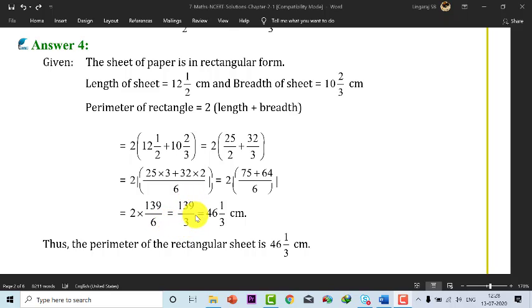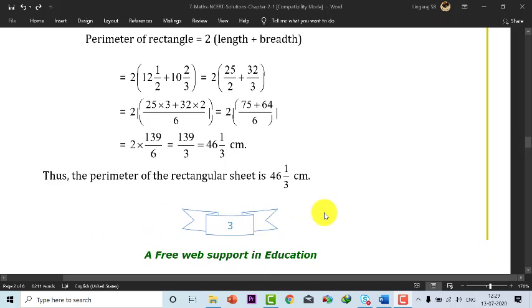Divide this 139 by 3. So 3 4s are 12, in this 1 remains, then it will be 19, then 3 6s are 18, so 1 remains, that is the remainder. So we can write this as 46 1/3 centimeter, which is the perimeter of the given rectangular sheet. Thus the perimeter of the rectangular sheet is 46 1/3 centimeter.